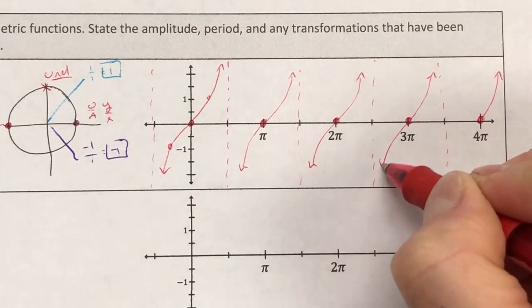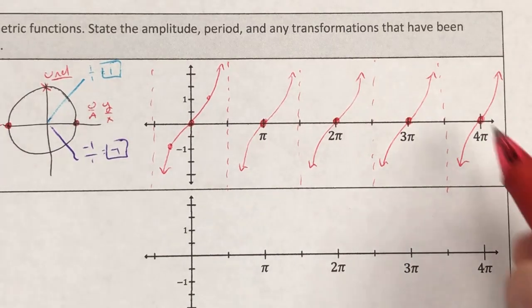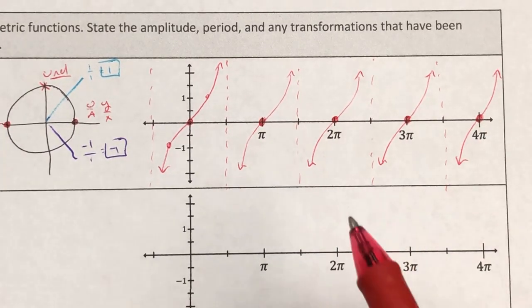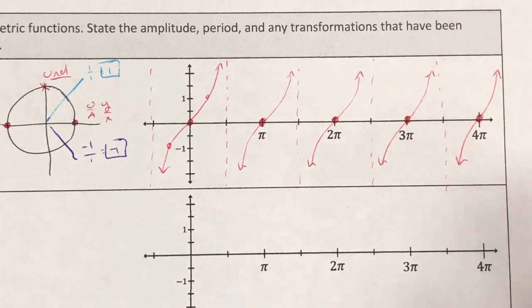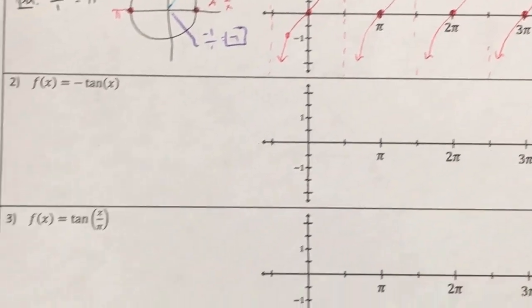Boom. And so we know that this is going to be our basic tangent function. We're going to be modifying this as we go forward. So that is the graph of tangent of x. Let's take a look at the next one.